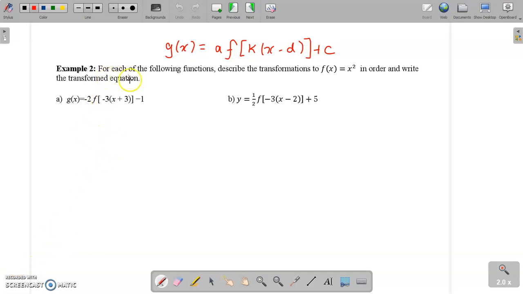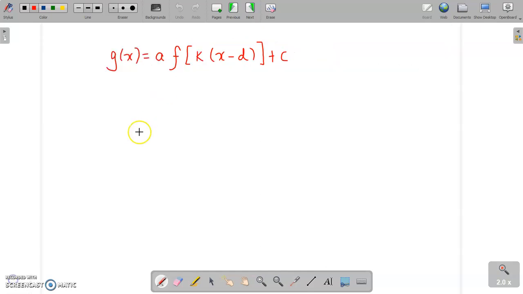All right, for this next section, you're to describe the transformations like we just did in the previous section in order and then write the transformed equation. So I'm just going to recap the order and how you can describe each part. Here, again, this is the general form of a transform function.